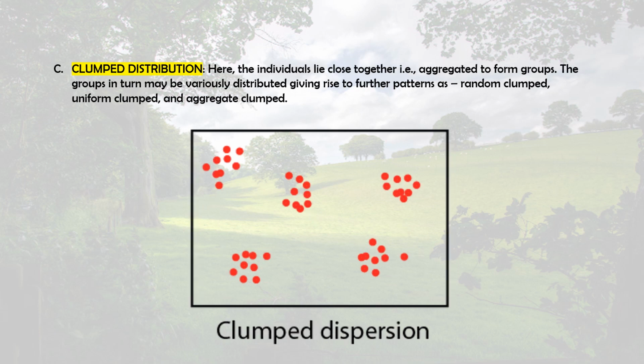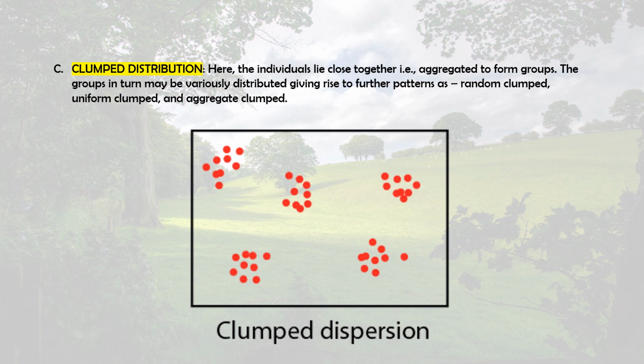The next one is clumped distribution. Here the individuals lie close together, that is, aggregated to form groups, and the groups in turn may be variously distributed, giving rise to further patterns such as random clumped, uniform clumped, or aggregate clumped.